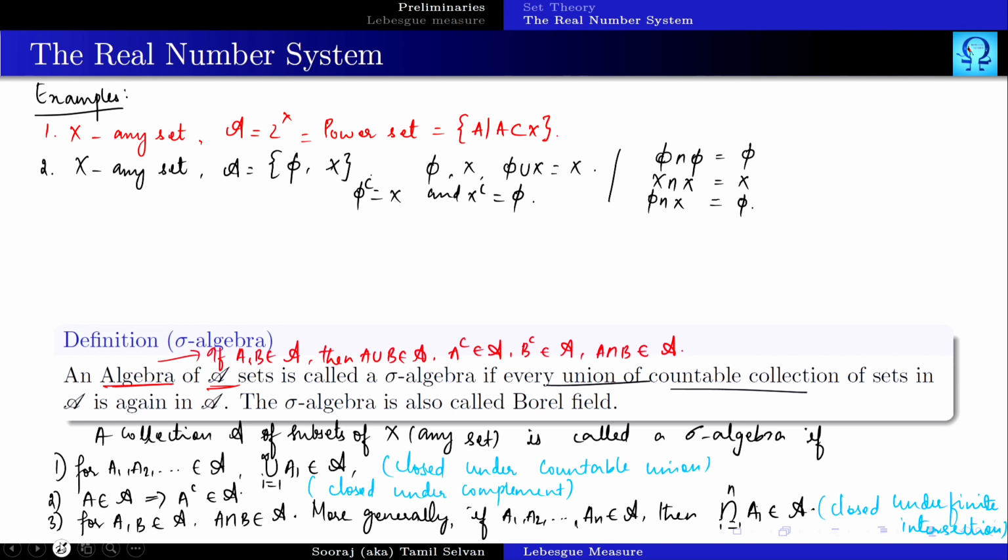The third example that we will see is, here also you consider X to be any set.